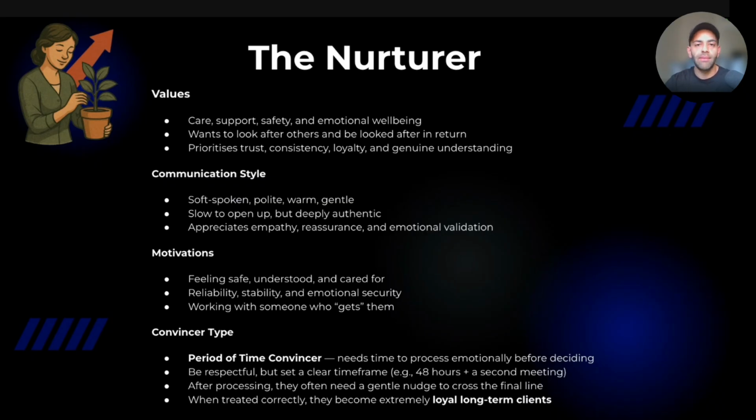Okay. So they're motivated by feeling safe, understood, and cared for, and they prefer working with someone that actually gets them. And this is exactly why I say that it takes a little bit of time, right? So during the discovery, you don't want to speed it up. You really want to make sure that you're taking the time to really understand their situation, and also understand them on a personal level as well.